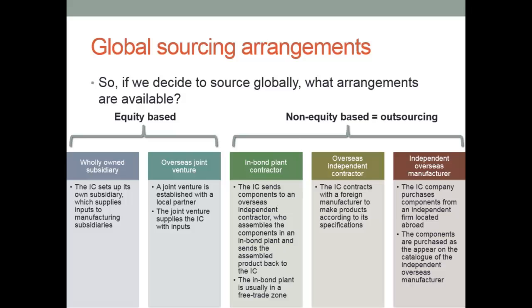Then the three non-equity based arrangements, which are basically outsourcing arrangements. We are contracting out a third party to supply us with inputs under slightly different arrangements. The first one is the inbound plant contractor. The supplier is responsible for the assembly of product components for the international company. It receives the components from the international company, assembles them, and sends them back to the international company. It is usually located in a free trade zone where labor costs are also low.